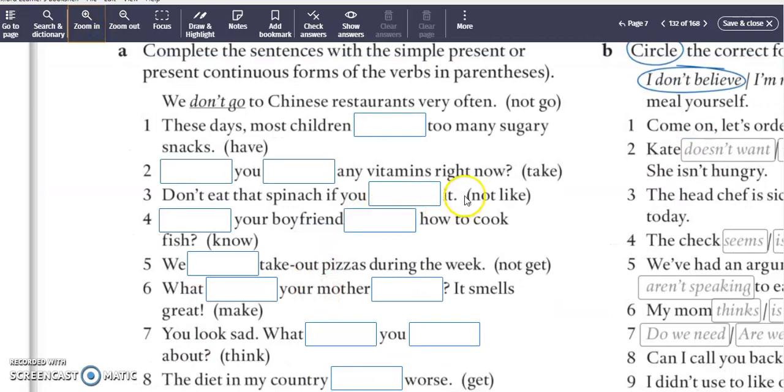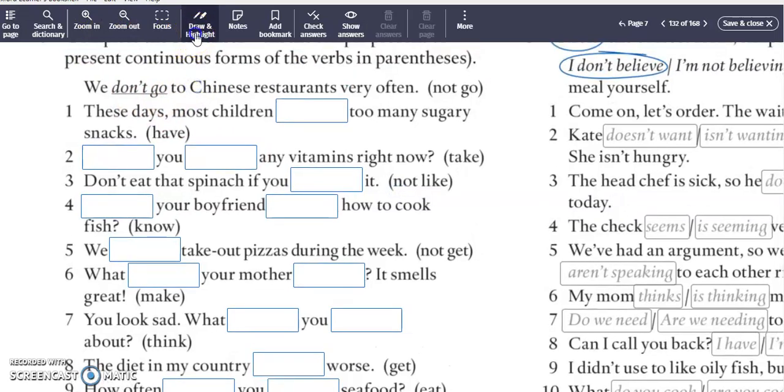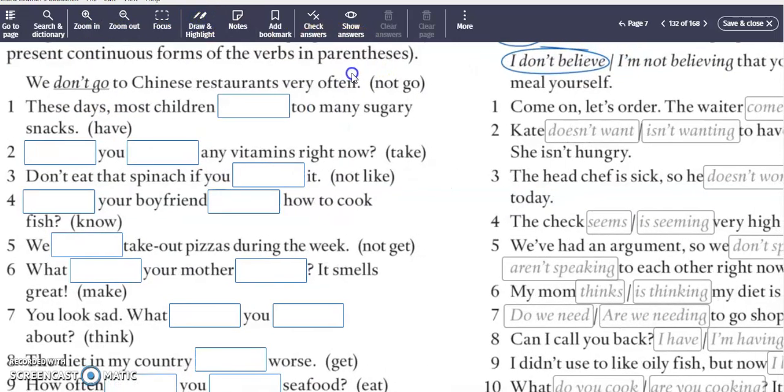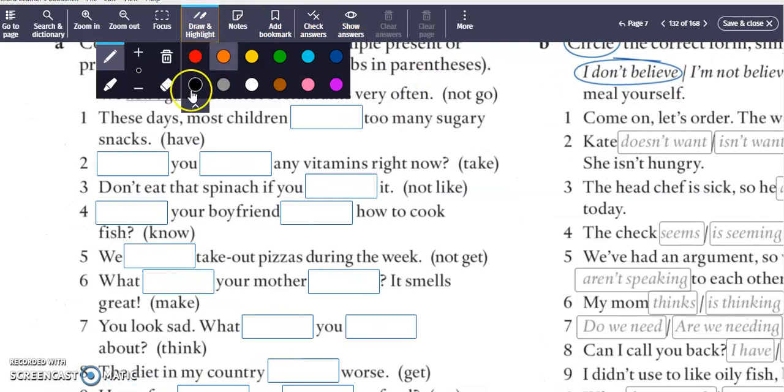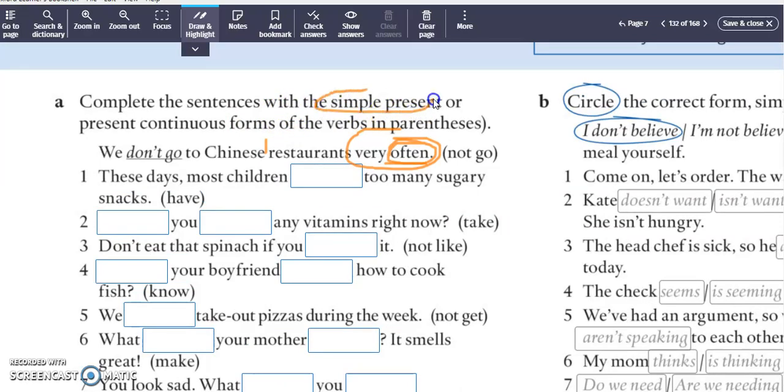We don't go to Chinese restaurants very often. Okay? So we're using here the expression very often, and it's a frequency adverb. Okay? It's going to depend on the situation where you're going to use the simple present or the present continuous. You're going to read the sentence, and then you're going to write the verb. In this case, the verb have.